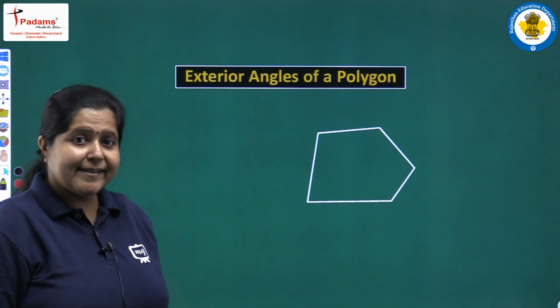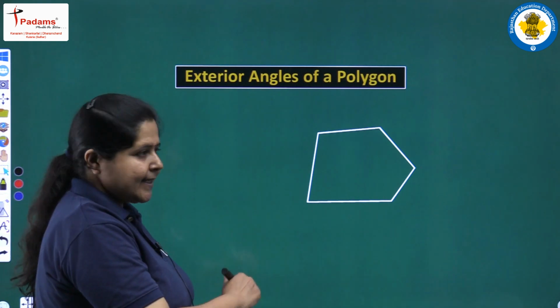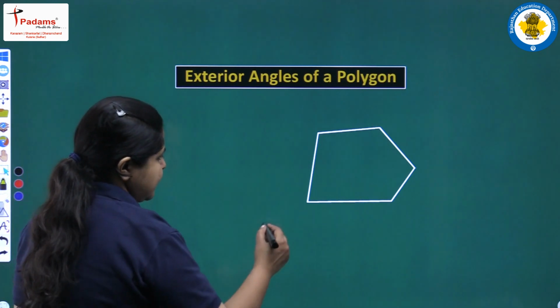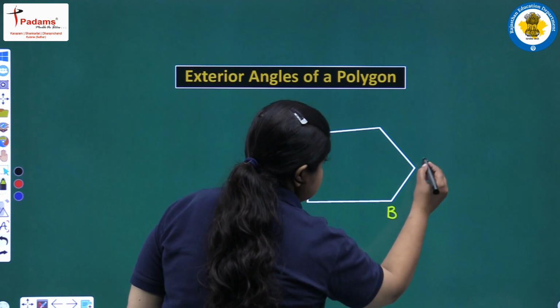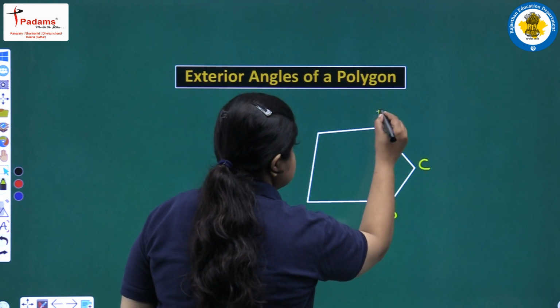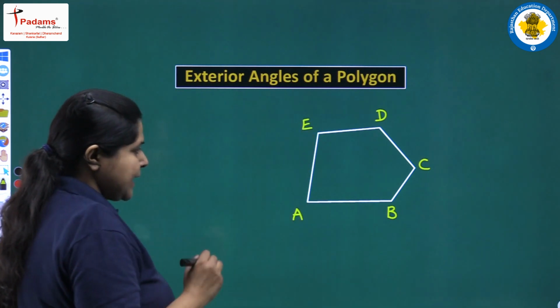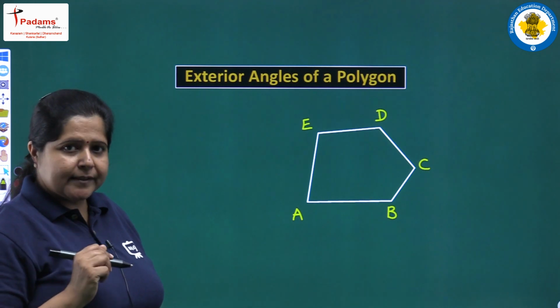So what are exterior angles of a polygon? We have one polygon with us. It is a pentagon with 5 sides. First let us name it. Let its name be A, B, C, D and E. Now, how do we get the exterior angles of a polygon?